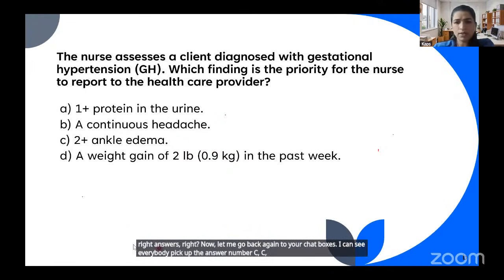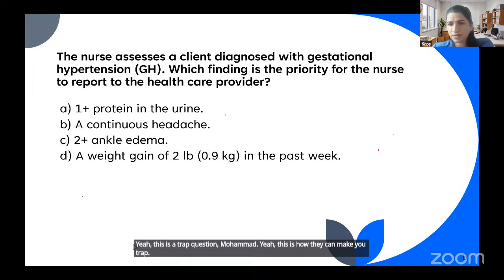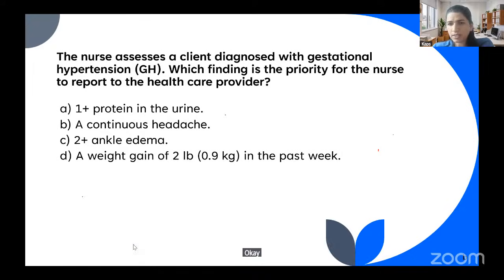Let me see if there is any specific doubt for me as well. Yeah, this is a trap question, Mohammed. Yeah, this is how they can trap you. Okay, perfect.